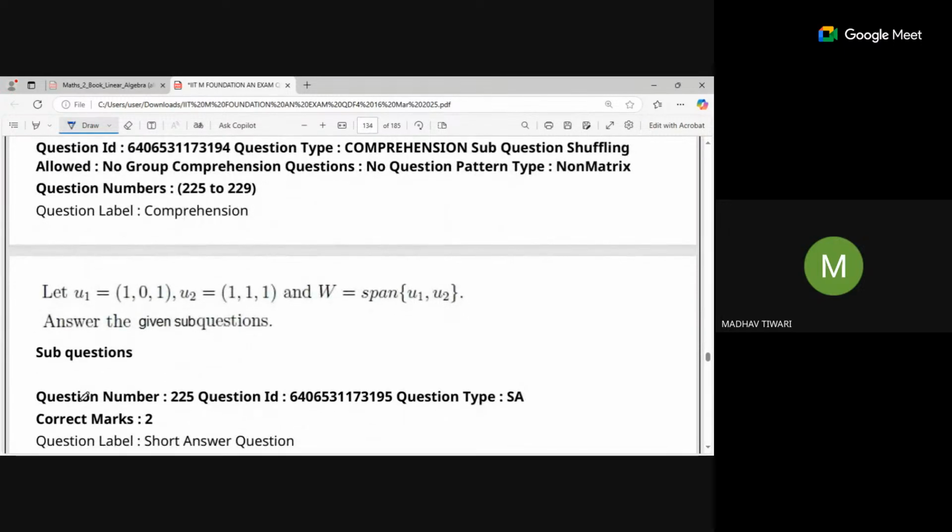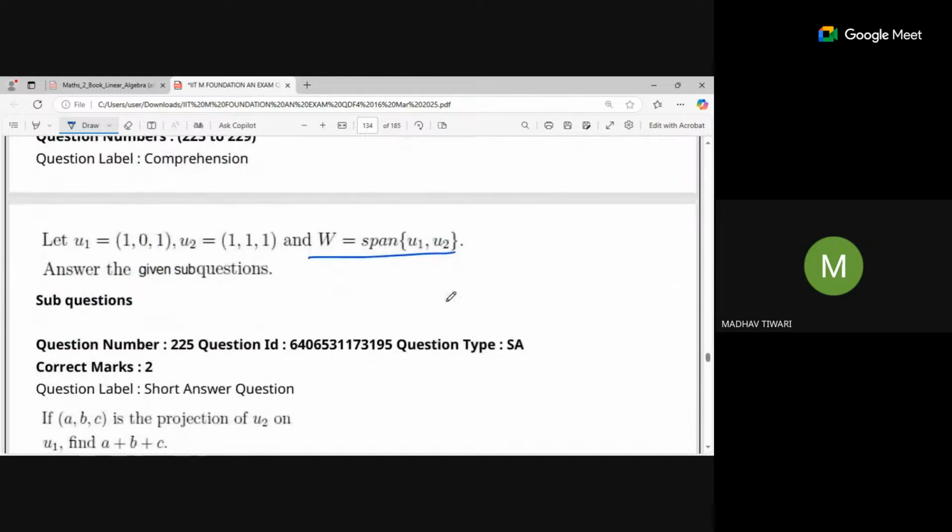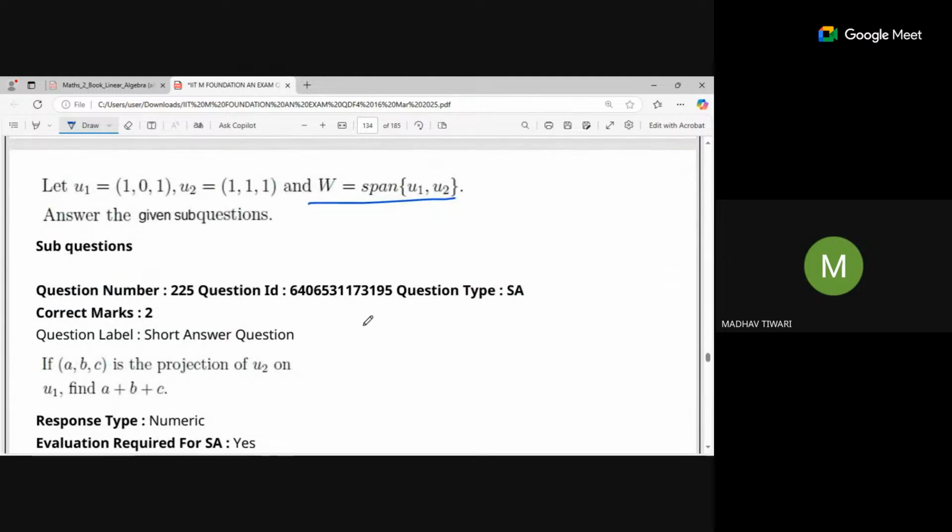After that, we are given two vectors u1 and u2, and W is given as the span of these two vectors. So we need to find the projection of u2 on u1. If you want to find the projection of any vector b on A, you can say b dot A divided by A dot A times A. If you do the dot product of these two, you will get 1 plus 1, divided by A dot A, in the u1 direction.